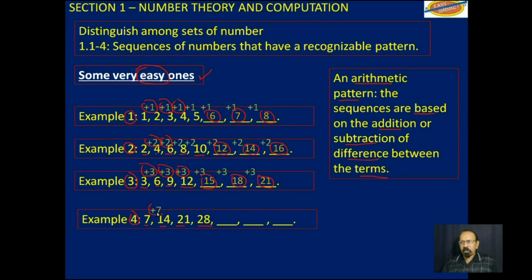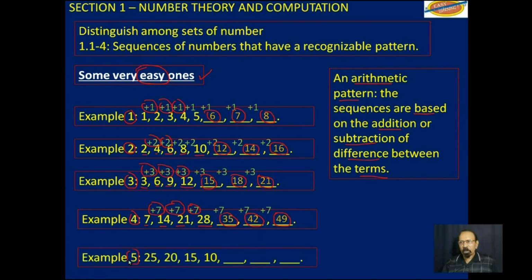So we add 7 to get 14, and then we add 7 more to 14 to get 21, and we add 7 to 21 to get 28. So obviously we will keep adding 7s. So this will be 35, that will be 42, and this will be 49.